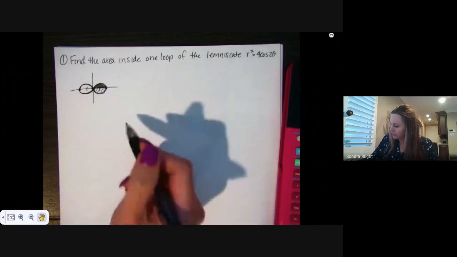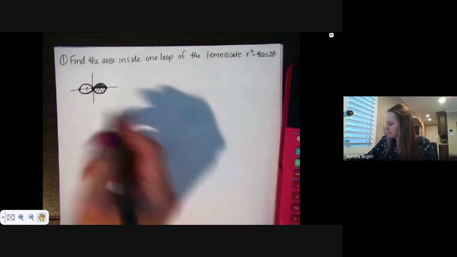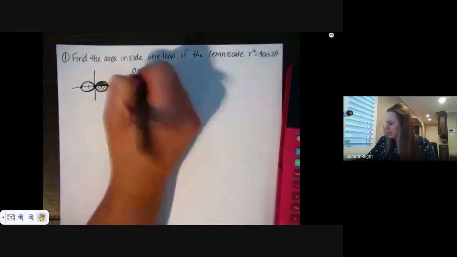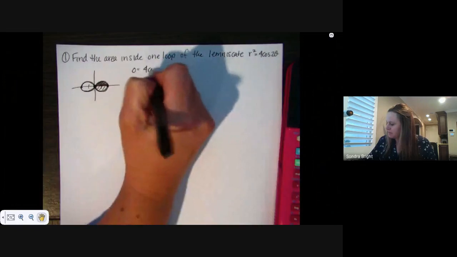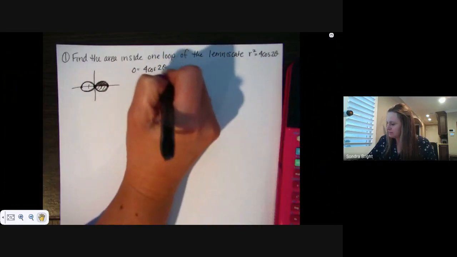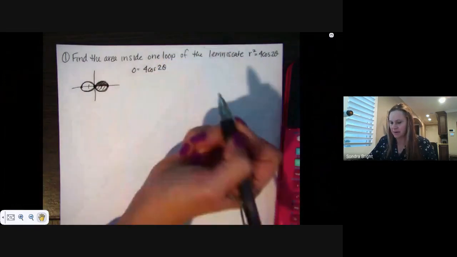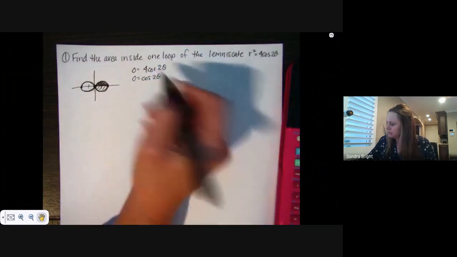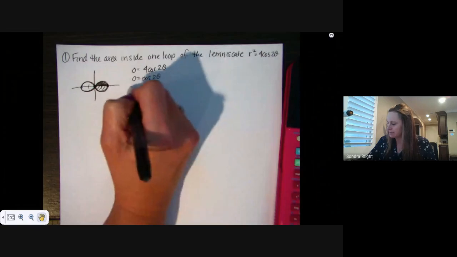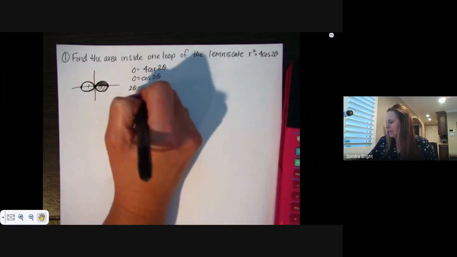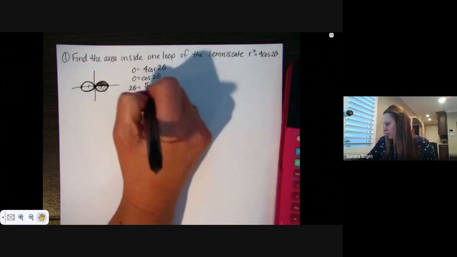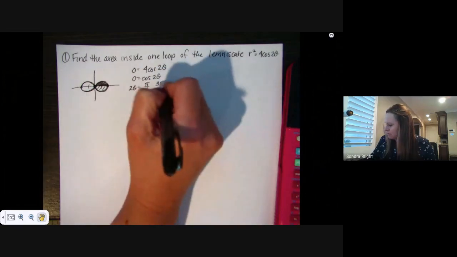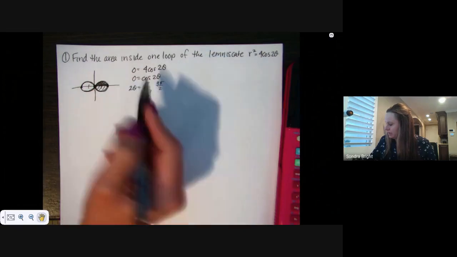Well, I want to figure out, when is this guy 0? We go 0 is equal to 4 cosine of 2 theta. Then cosine of 2 theta is 0, which is your cosine of an angle is 0 at pi over 2 and also at 3 pi over 2. But for the reason I just gave you, you can't go, right? You're not going to get the right loop.